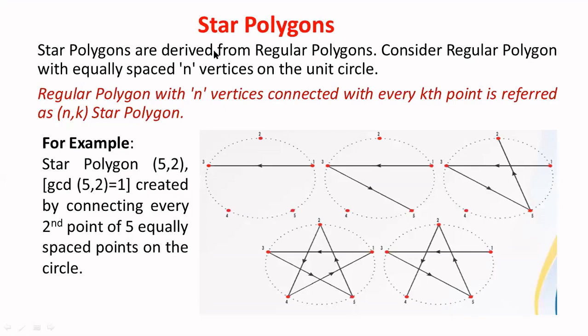What is a star polygon? Star polygons are derived from regular polygons. Consider a regular polygon with n equally spaced vertices on the unit circle. In a regular polygon, vertices connected with every kth point are referred to as an n,k star polygon. For example, star polygon 5,2 is created by connecting every second point of 5 equally spaced points on the circle. You can see 1 is connected to 3 and 3 is connected to 5. When every second point is connected, we get the star shape.